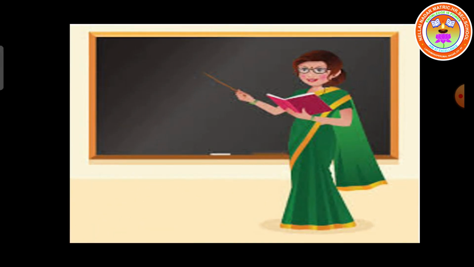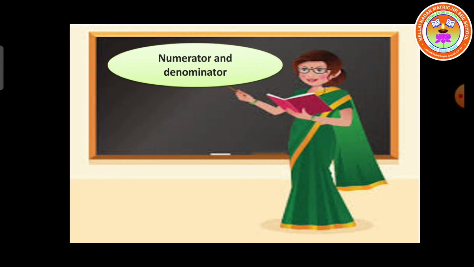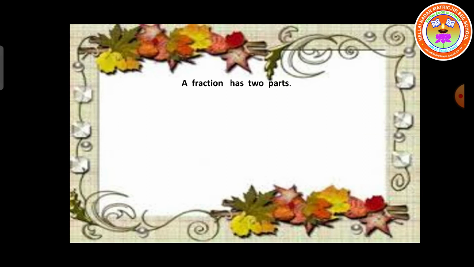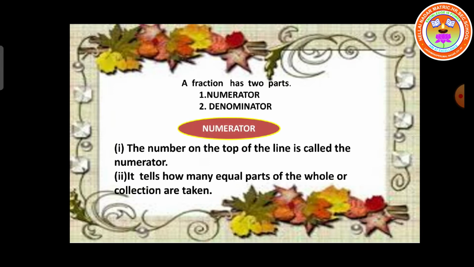Next topic is numerator and denominator. A fraction has 2 important parts. One is numerator and another one is denominator. What do you mean by numerator, students? The number on the top of the line is called the numerator. Suppose if you take 1/2, the number 1 is called the numerator, and that 1 tells us how many equal parts of the whole or collection are taken.